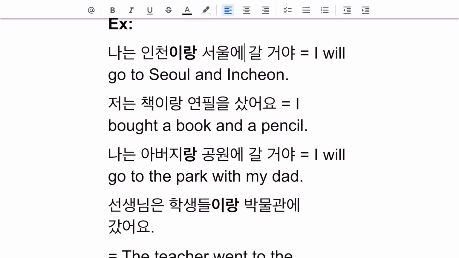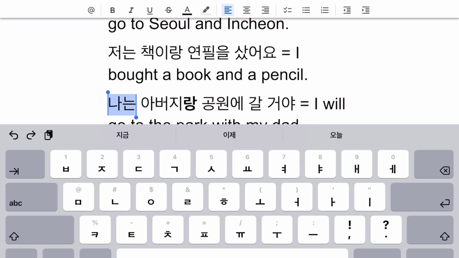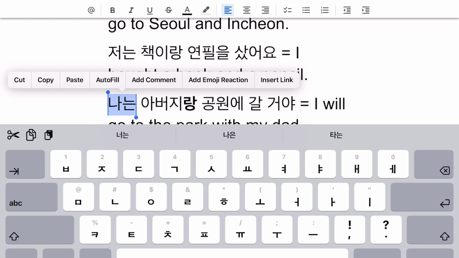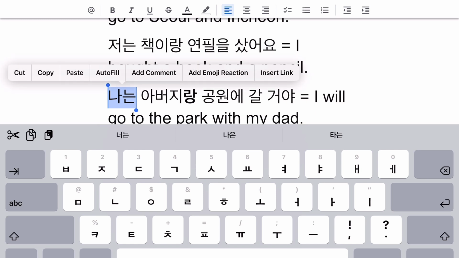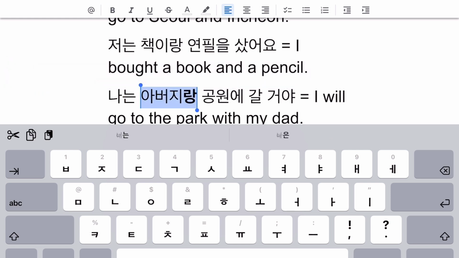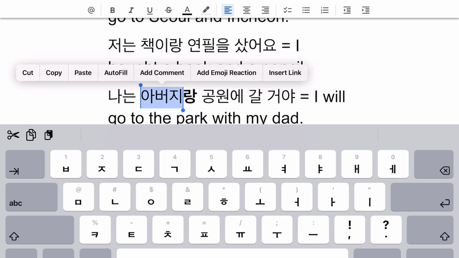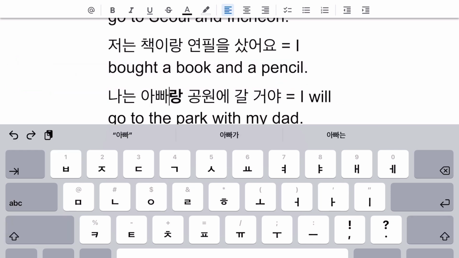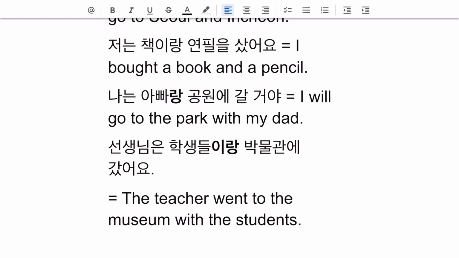So I thought it would be a good idea to include some, just so you can see it. When it comes to an informal sentence, we want to use the informal version of 저, which is 나. 나 also means I or me. 나는 아버지랑 공원에 갈 거야. If you want to get even more down to the details, 아버지 is more like father. It's a more formal version, because in English, saying father feels formal rather than saying 아빠, which is dad, right? 나는 아빠랑 공원에 갈 거야.